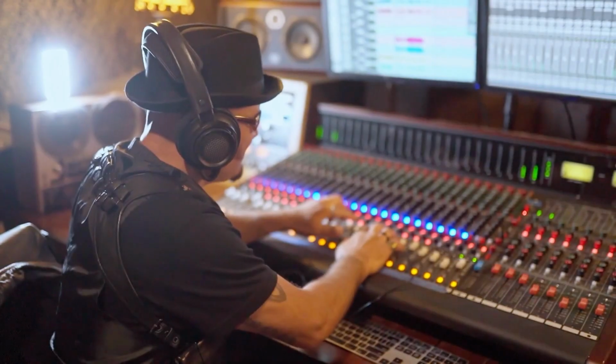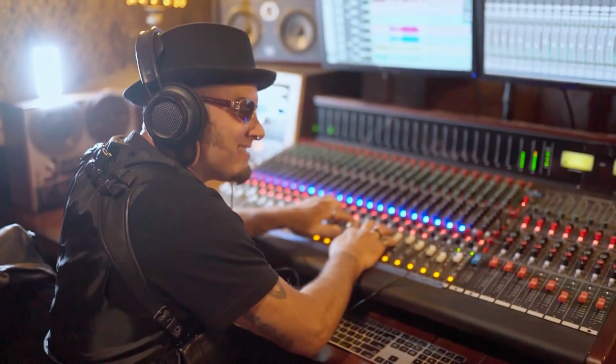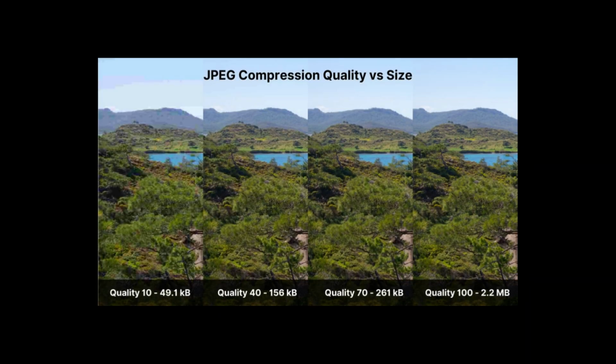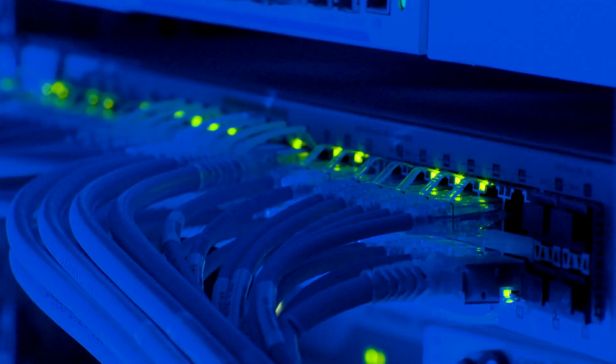FFT is used everywhere in real life. Some examples include audio processing, like equalizers and noise cancellation in headphones. Second, in image compression, such as JPEG, which uses frequency transform to reduce file size. Next, in wireless communication systems like Wi-Fi and 4G and 5G, where FFT is used in OFDM to process signals efficiently. Those are just a few. FFT is really a core building block in modern electronics.